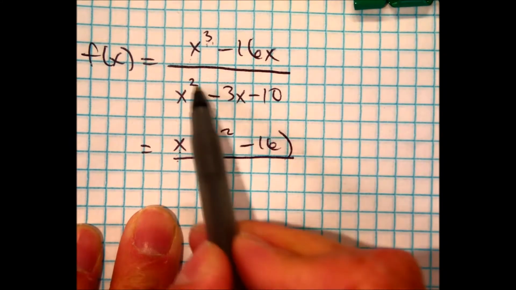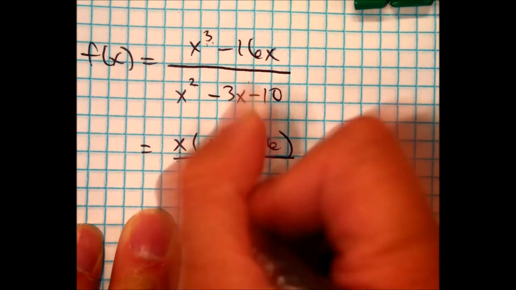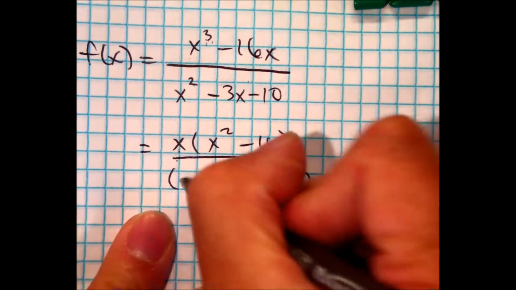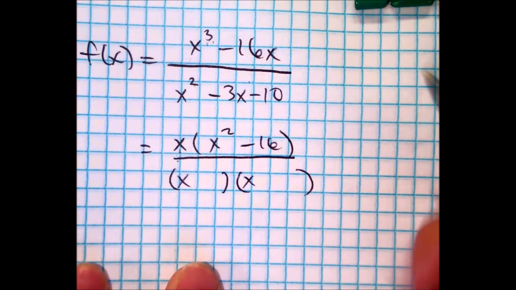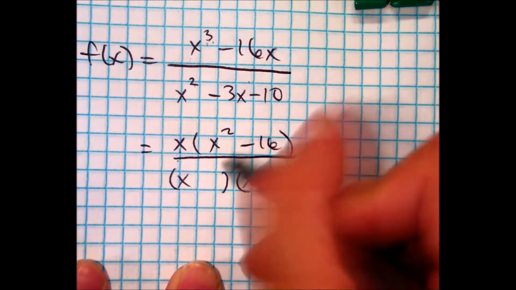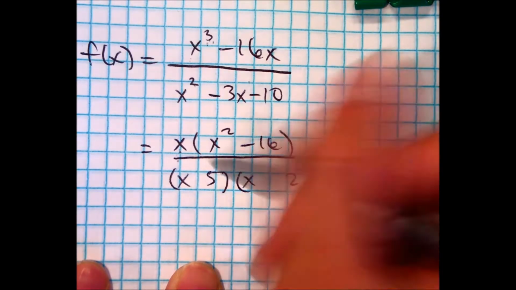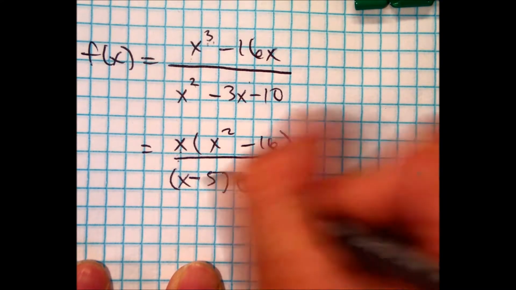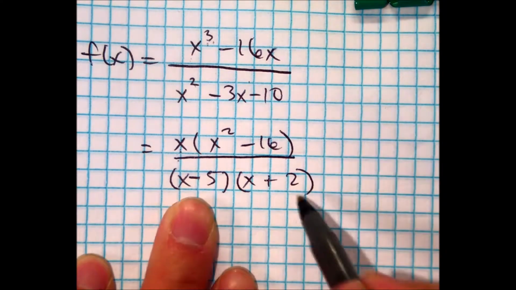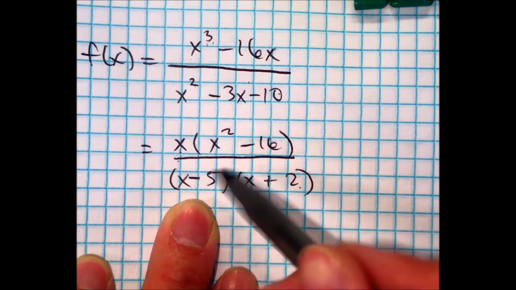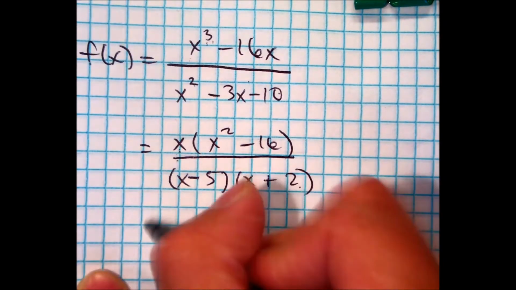In the denominator, half of 2 is 1, so that can factor into a trinomial. What are my two numbers? 5 and 2. Which one has to be negative? Negative 5 and a positive 2. Negative 5 times 2 gives you negative 10, and if you add those together, you get negative 3.